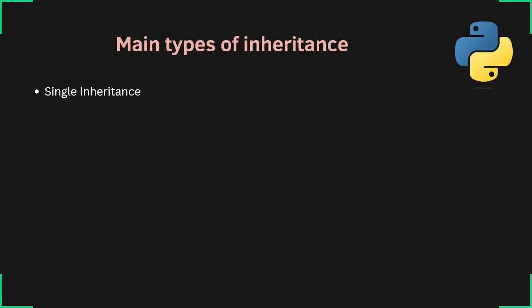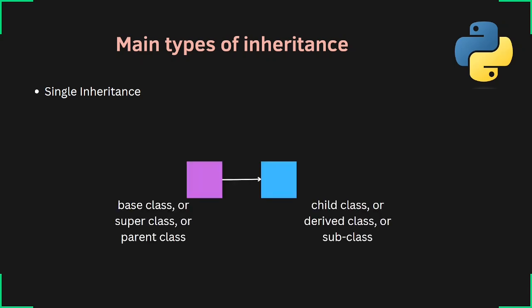Okay, so moving on, what are the main types of inheritance? There is single inheritance. This enables the derived class to inherit properties from a single parent class, thus enabling code reusability and the addition of new features to existing code. The original class is called the base class or a parent class or a superclass of the child class, which is the derived class or the subclass.